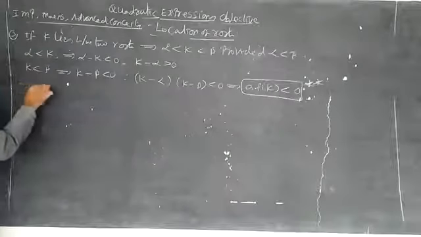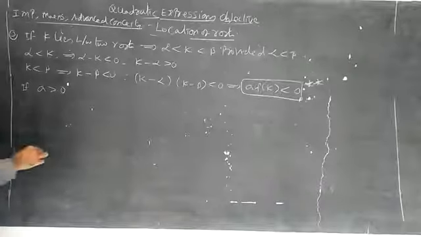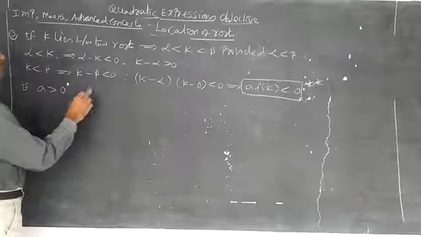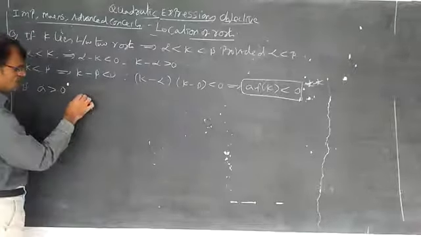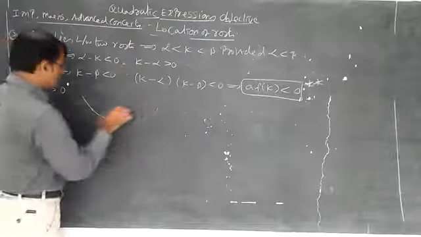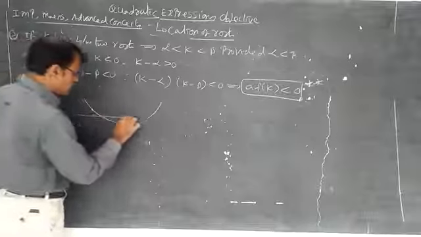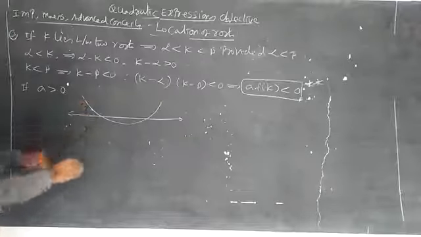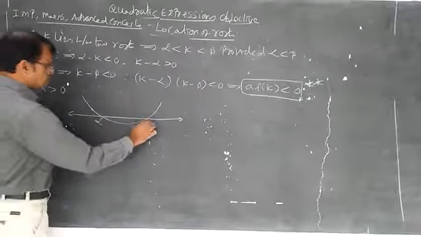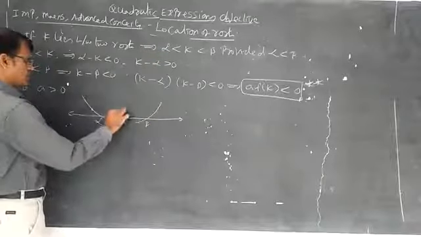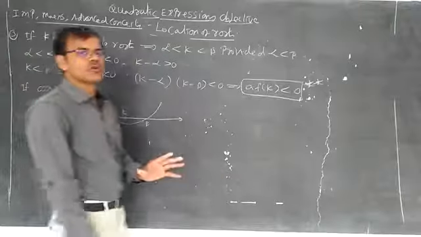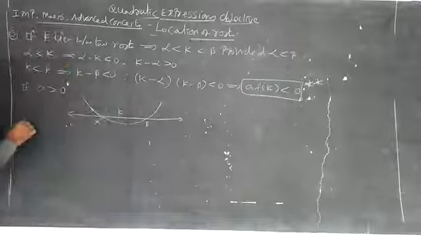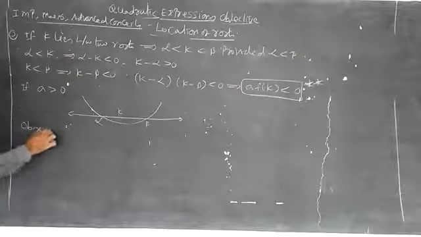Now we can write if a greater than 0. If alpha less than k less than beta, draw a graph. Of course, whenever a is greater than 0, the graph is an upward parabola. Put here this is alpha, put here this is beta. K lies between alpha and beta, so put here k. There we cannot conclude whether k is greater than minus b by 2a or less than minus b by 2a. Observe that there is no relation between them.